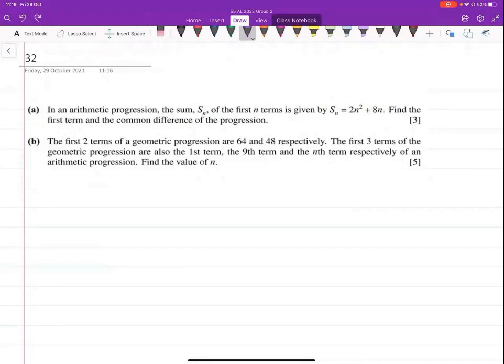We are given that the sum of the AP, so there's an AP that we're talking about. So this is an arithmetic progression. We are given that the sum of this arithmetic progression is 2n square plus 8n. That is what we are given. What we have to do is we have to find the first term and the common difference. So before I do this, any ideas? What could we do here?